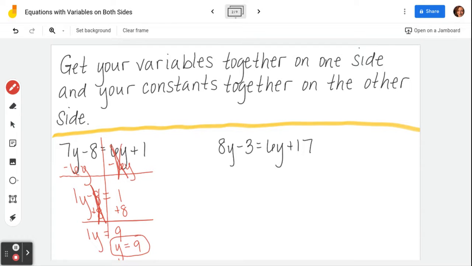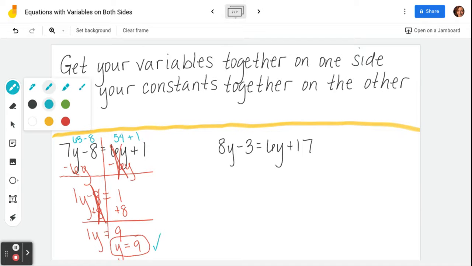The last thing you should always do is plug it in and make sure it works. So let's go back up to that original equation. Instead of 7y, let's do 7 times 9. That would be 63 minus 8. On the other side, 6 times 9, that would be 54 plus 1. Both of those are going to give us 55, so I know my answer must be good.